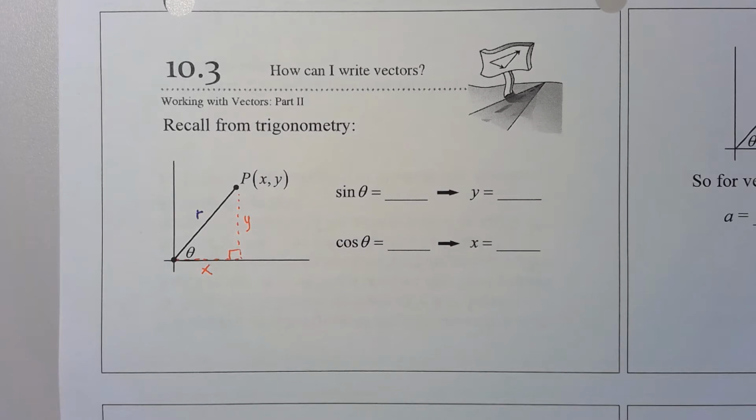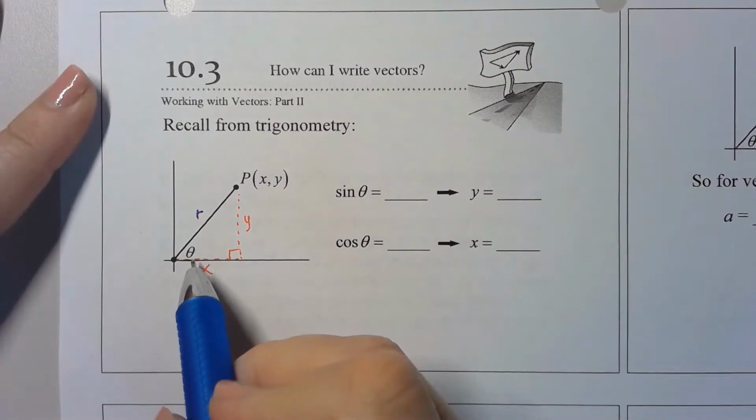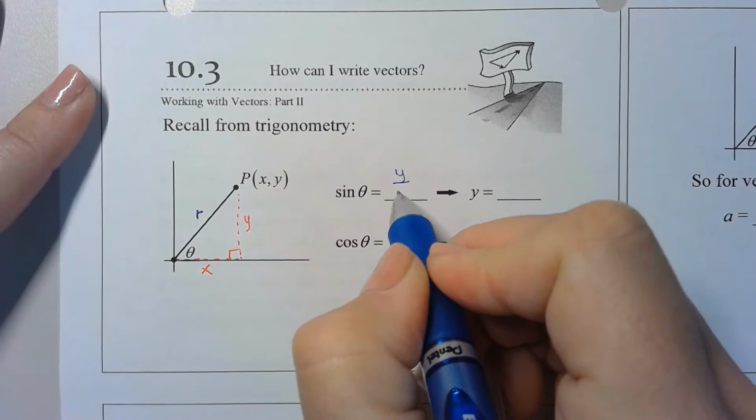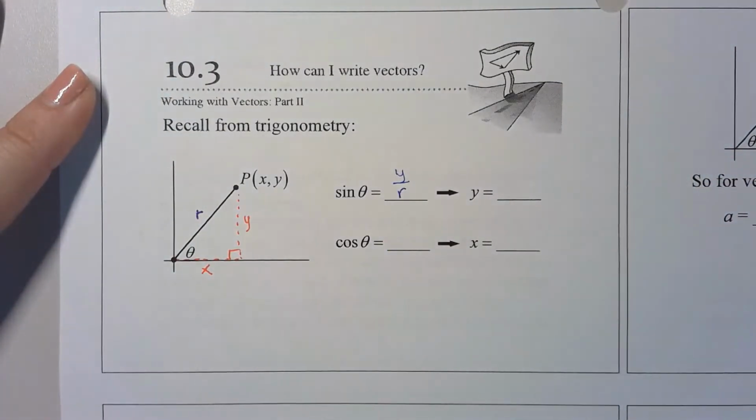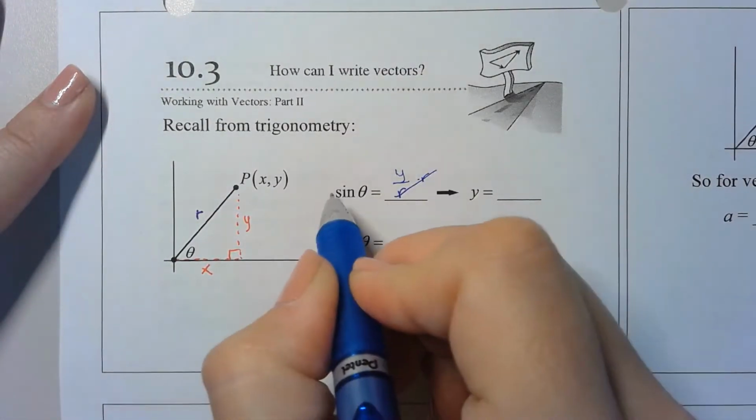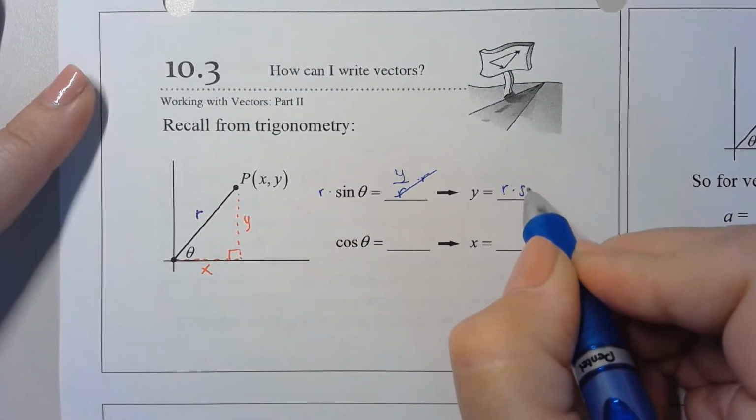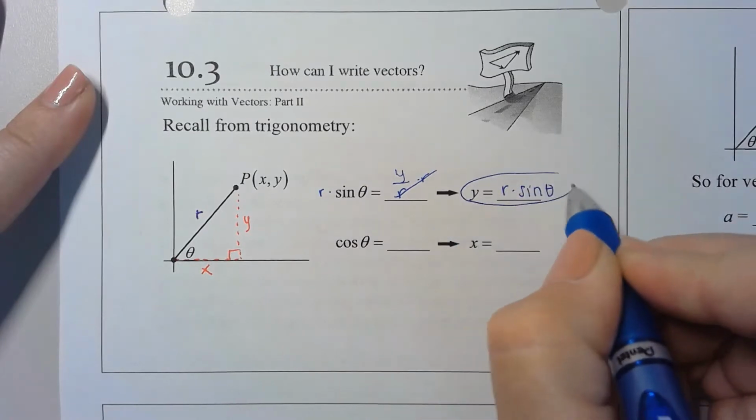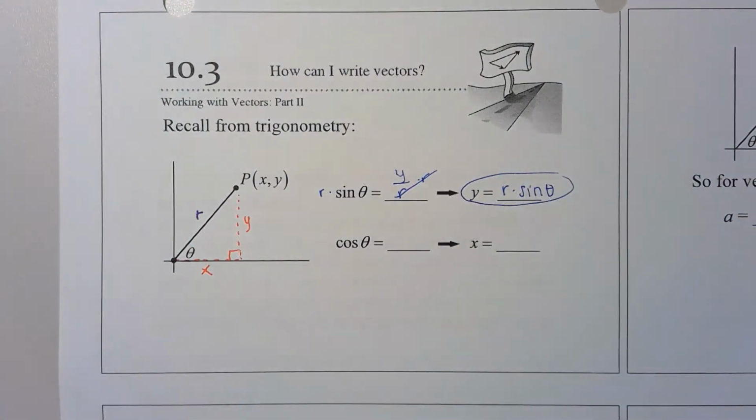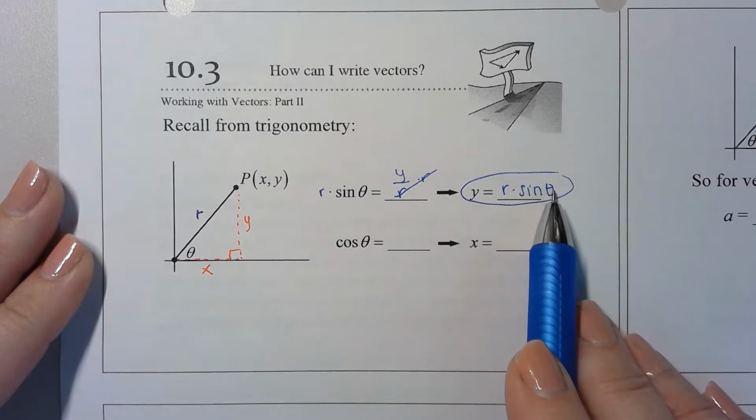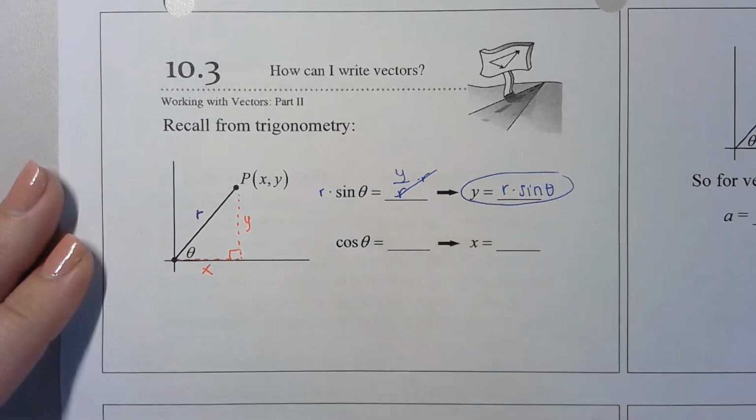So I'd like to take a look at the sine of theta. Using our SOHCAHTOA, the sine equals y over r. If I multiply both sides by r, I get y equals r times the sine of theta. And when our radius was 1, we said y equals the sine of the angle, right? We know that. We've been using that a lot.